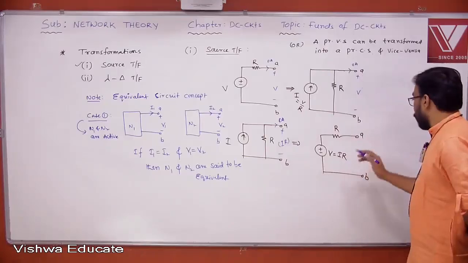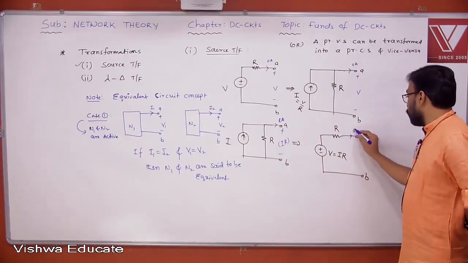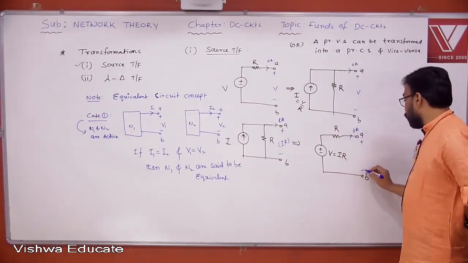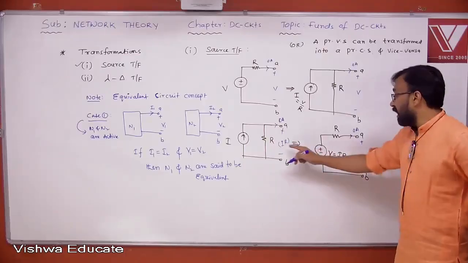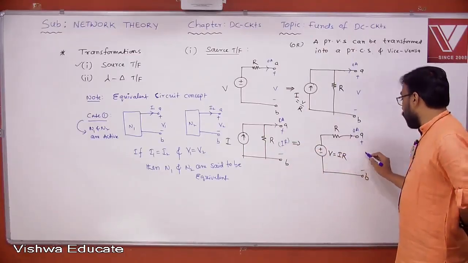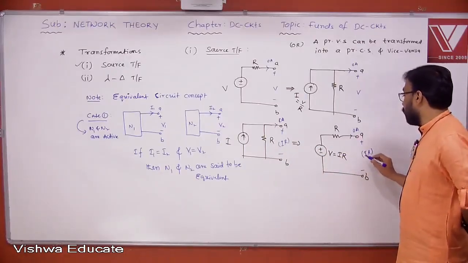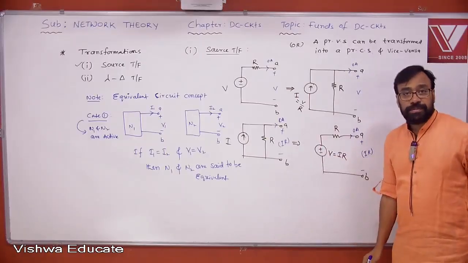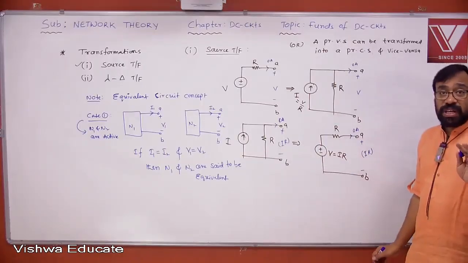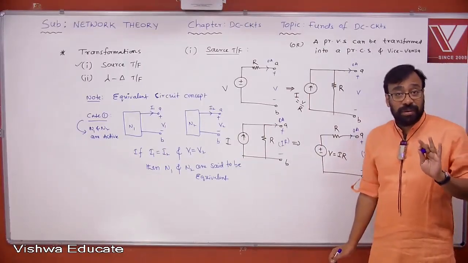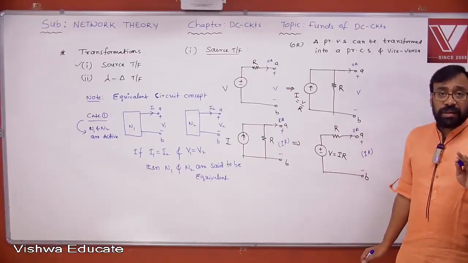Yes or no? Now, coming to here, what is the current? 0 ampere. What is the voltage? V. Now, to get IR, this V must be equal to IR. Therefore, IR. See, current and voltage both are same. You understand, all of you? So, this is the equivalent circuit concept I am telling you. This is very, very important.